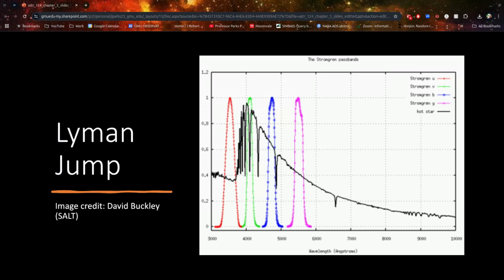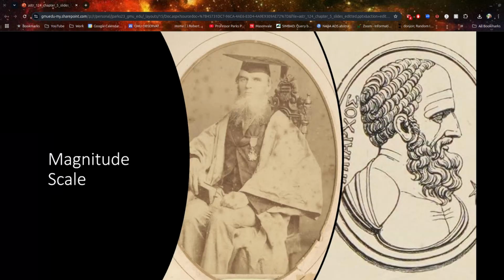And so if you look at Strömgren U and Strömgren V, the violet filter and the V filter, you can get an estimate of how bright the object is prior to the jump and how bright the object is after the jump. And if you compare those two brightnesses, then you can get, like I said, a fairly precise measure of the temperature of this particular star. We'll get into color index in a moment.